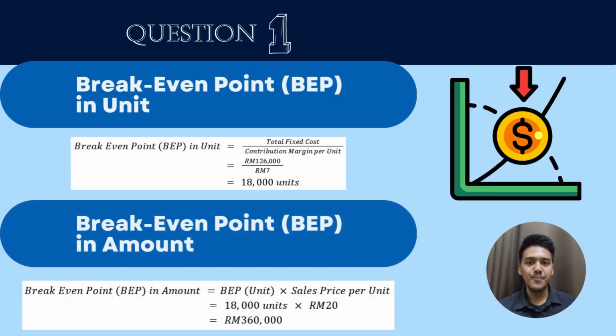Okay, for break-even point in units, it is equal to total fixed cost divided by contribution margin per unit. That means 126,000 ringgit divided by 7 ringgit equals 18,000 units. Okay, for break-even point in amount, that's equal to break-even point in units times sales price per unit. That means 18,000 units times 20 ringgit, which is equal to 360,000 ringgit.